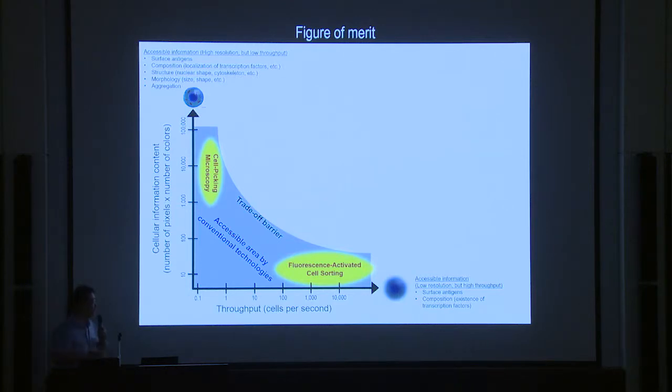More physically, these two technologies depicted in this video merit a slide. So the x-axis is the throughput, the number of cells per second. The y-axis is basically the cellular information content. Here, basically, the number of pixels times the number of fluorescence colors. So fluorescence activated cell sorting is here, and the cell picking microscope is roughly here.